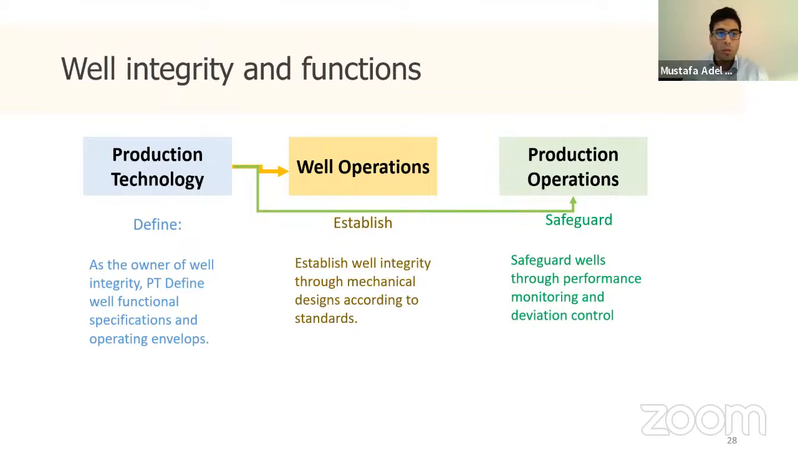And then production technologists work with well operations to establish well integrity. Well operations take the proposals and the requirements of the production technologists, and they build the wells with the trajectories required, with the designs required according to standards. So production technologists define what integrity means for the well, and then well operations establish the integrity, and then production operations safeguard the integrity. They make sure that the well is running safely along its operation phase and even after abandonment by providing the monitoring and managing the wells in case of deviations.